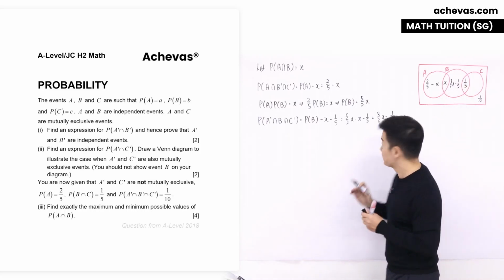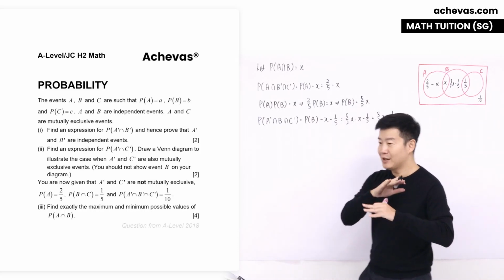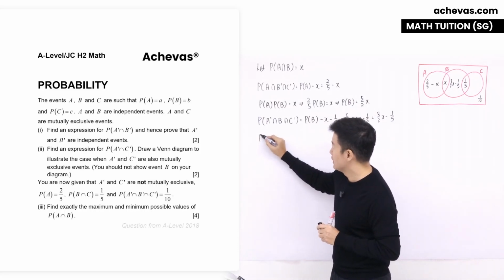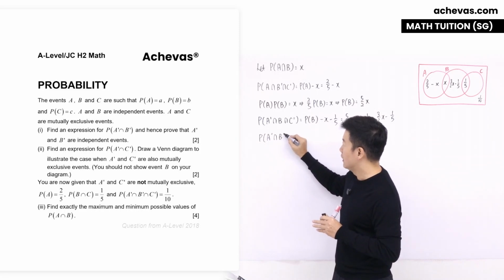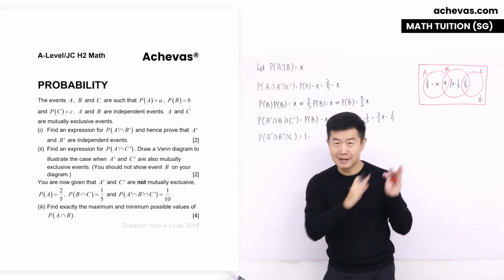And one last region, this region here. We can find this by taking 1 minus everything that we are seeing here. So that region is going to be the probability of a region that is outside A, outside B, and inside C. So it will be 1 minus the rest.